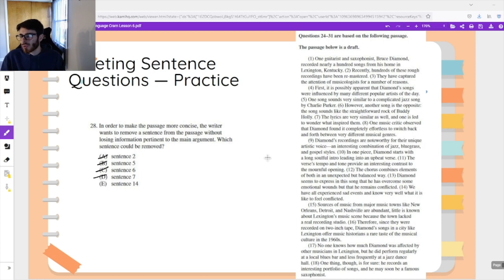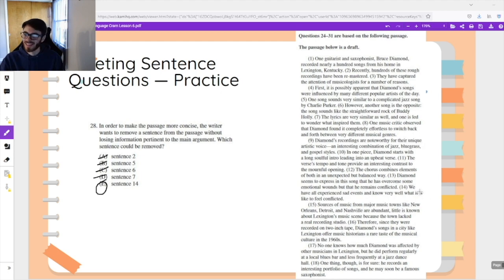Diamond's recordings are noteworthy for their unique artistic voice, an interesting combination of jazz, bluegrass, and gospel styles. In one piece, Diamond starts with a long, soulful intro leading into an upbeat verse. The verse's tempo and tone provide an interesting contrast to the mournful opening. The chorus combines elements of both in an unexpected but balanced way. Diamond seems to express in this song that he has overcome some emotional wounds, but that he remains conflicted. We have all experienced sad events and know very well what it is like to feel conflicted.